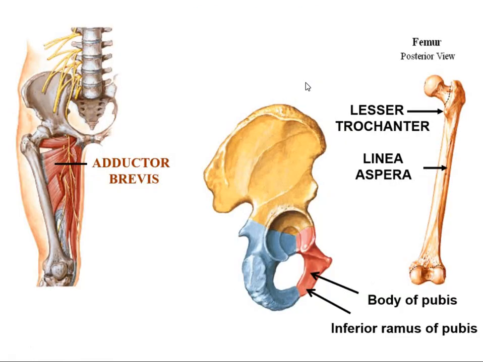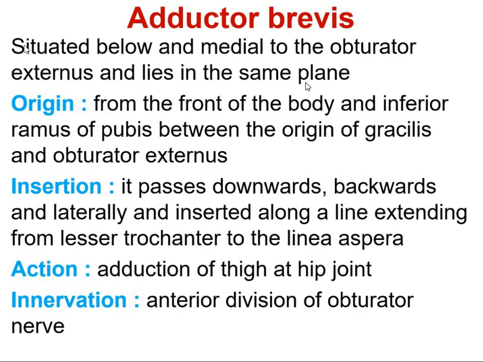Insertion: it passes downward, backward and laterally and is inserted along the line extending from the lesser trochanter to the linea aspera. If you see, it is inserted along this line passing from the lesser trochanter to the medial aspect of the linea aspera. So it will go like this. This is the insertion line of adductor brevis. Action is adduction of the thigh at the hip joint and innervation is by the anterior division of the obturator nerve.